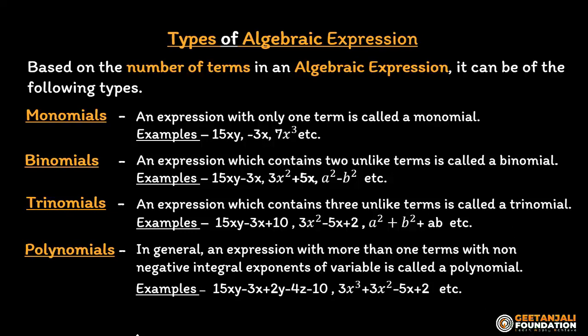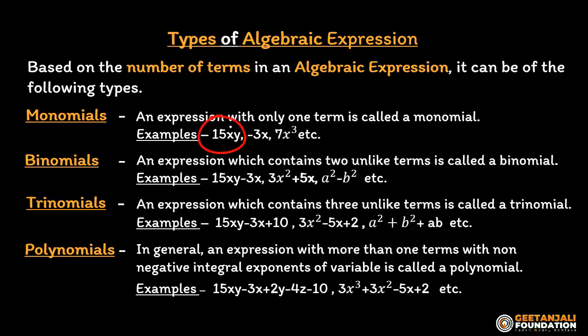First of all, you must know what monomials, binomials, trinomials or polynomials are, because as you are going to multiply monomials, you must know what monomials are. An expression with only one term is called a monomial. For example, 15xy, minus 3x, 7x cubed. All these are monomials. How do you differentiate? In a monomial, there is no plus or minus sign between the factors of any algebraic term.